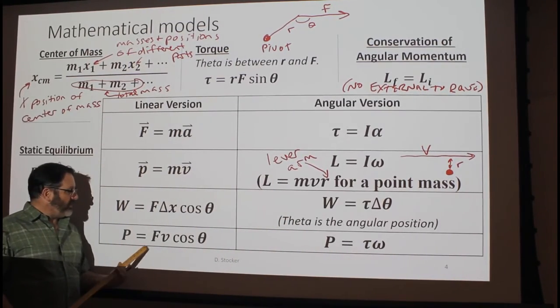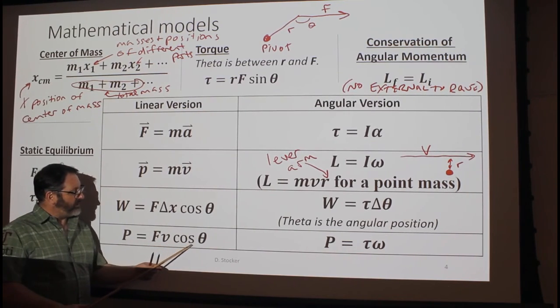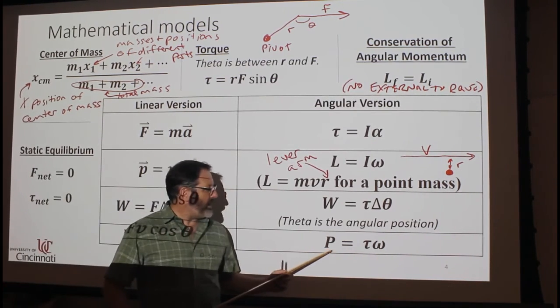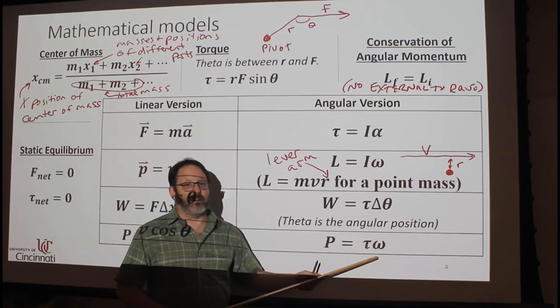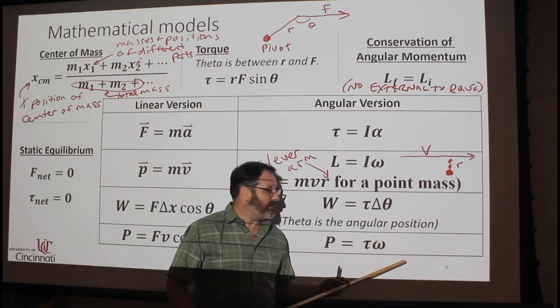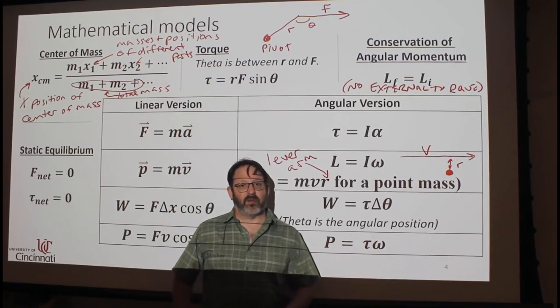Also, then we have power. Power was force times velocity times cosine of theta. Now, power is torque times angular velocity. And again, as long as we stay in two dimensions, we don't need to worry about the cosines.